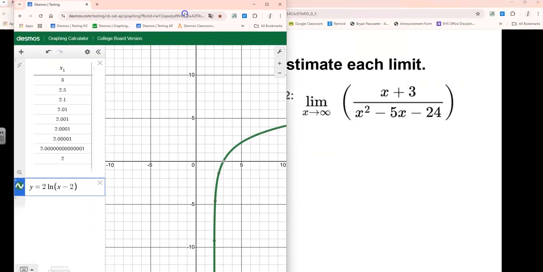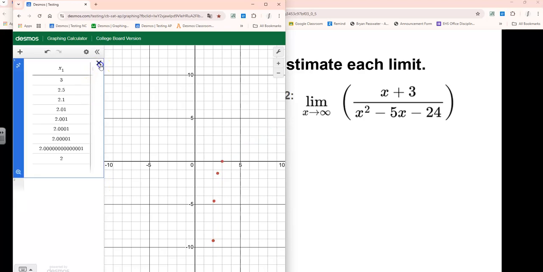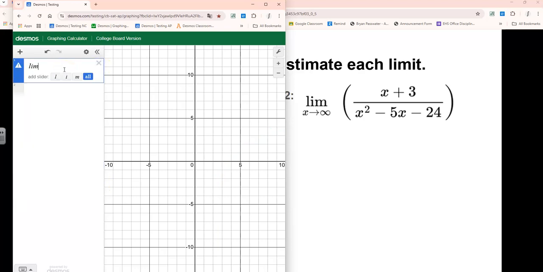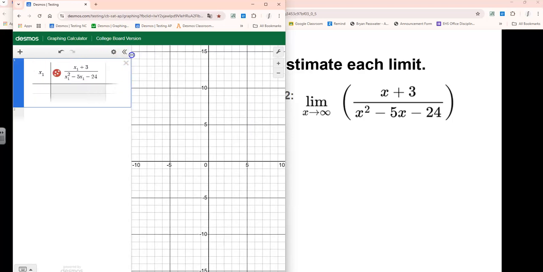All right, so if we try this next one, I want table here. I'm going to put in my equation right here. So I got x1 plus 3 on top, x1 squared minus 5x1 minus 24. So make sure you put 1s with all of your x's or you'll get an error. It won't do what you're supposed to do there.